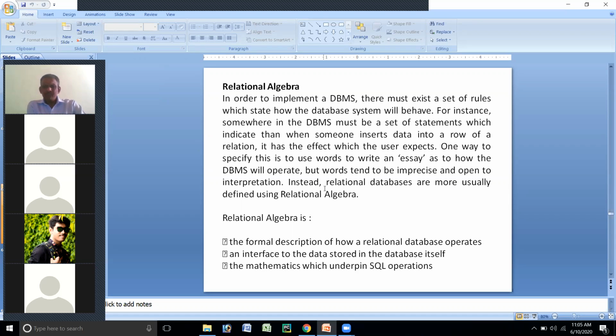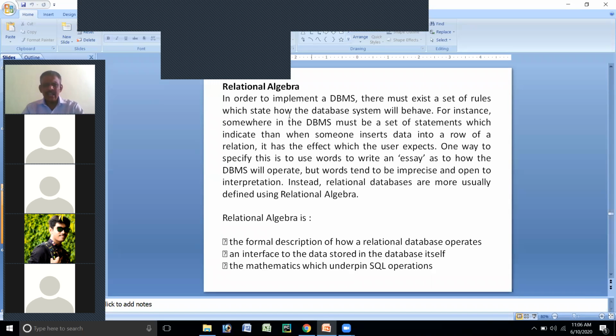The last point you can understand is that relational databases are usually defined using relational algebra, right? Then what is this relational algebra? We understood that you have to implement a DBMS by following certain rules, right? How your system is going to behave, that you understood. After that, what is relational algebra?